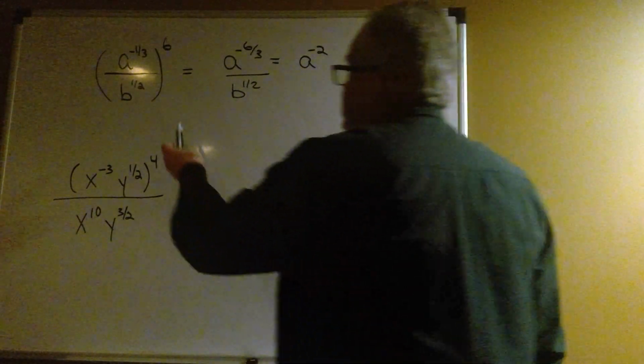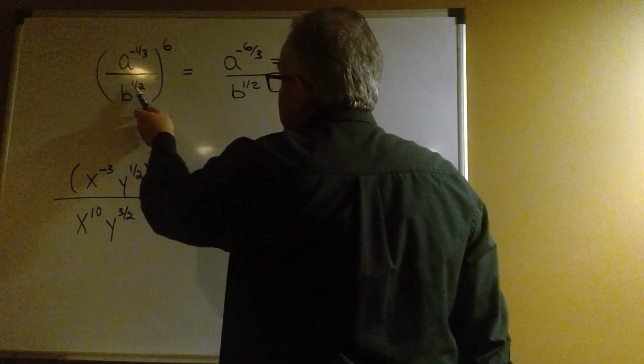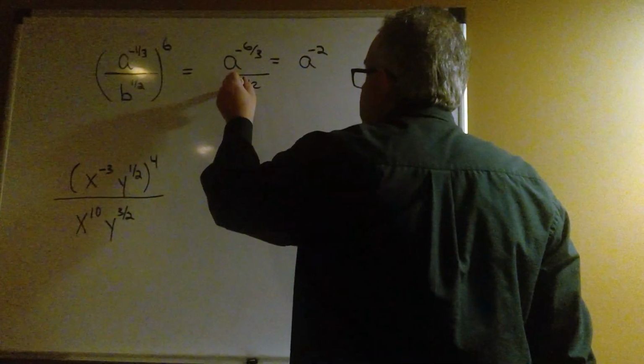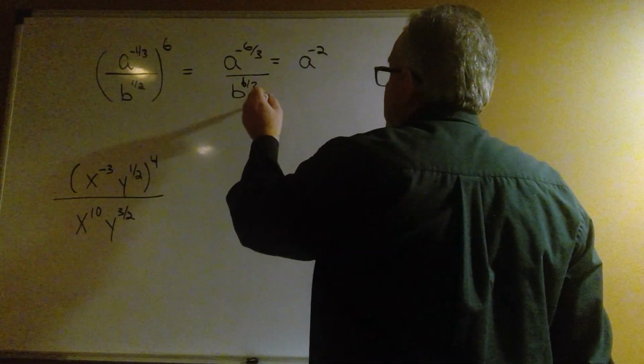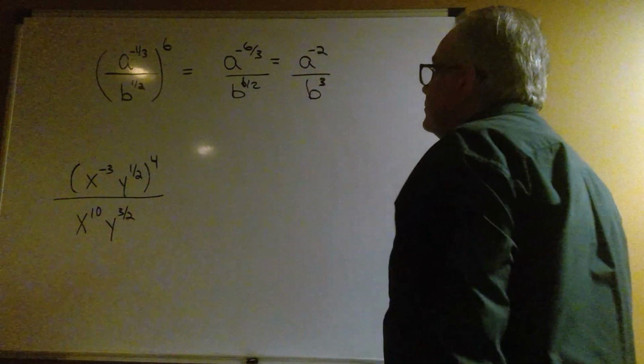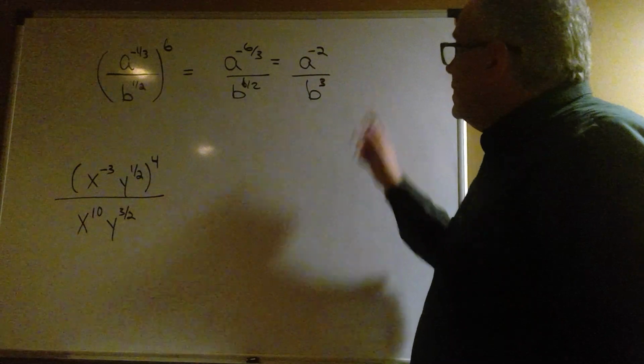Okay, and then that's going to be 6 times 1/2. And that's going to be 6 over 2, which is going to equal B to the 3rd. 6 divided by 2 is 3.